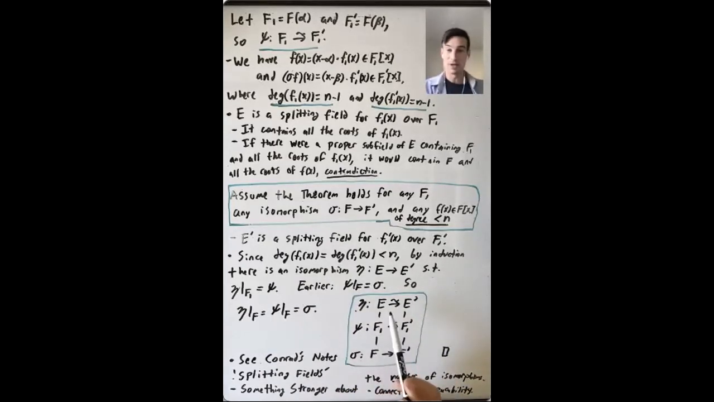I find it helpful to look at this diagram. We have this eta at the top, this isomorphism between these splitting fields. We have this intermediate level, which came from applying theorem 8, adjoining one root of this polynomial f of x and one root of this polynomial sigma of f of x, and then the bottom isomorphism sigma down here.